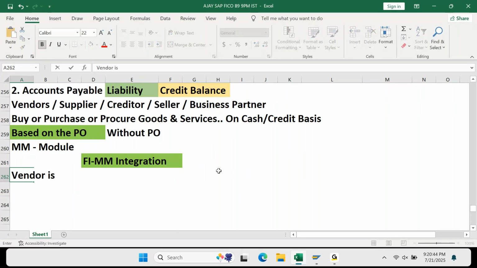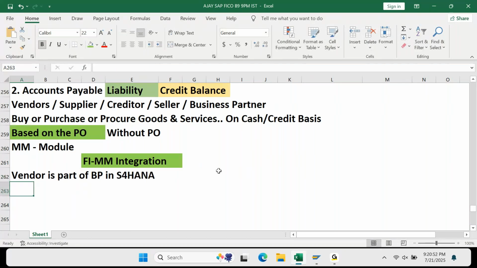Next one, vendor is part of BP in S/4HANA. BP means what? Business partner. Now you will be working on the S/4HANA system and you will be practicing on the S/4HANA system. When you go to market, you will be questioned, you will be checked on the S/4HANA system. It's all S/4HANA now. It's trending. So you have to be according to the trend, according to the current market situation. So you need to ensure you are not just calling it a vendor, you are calling it a BP vendor, not just a vendor. It's a BP vendor in the S/4HANA system.